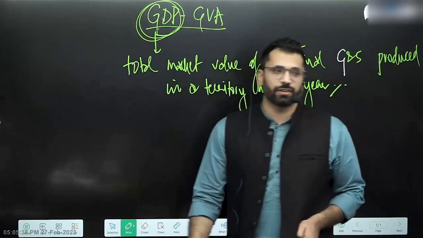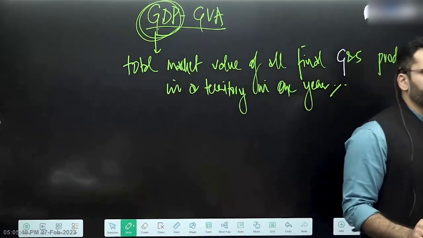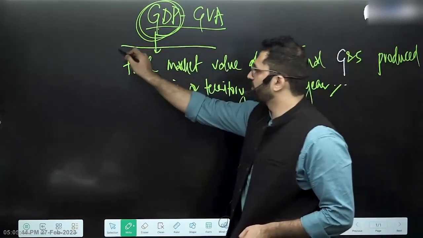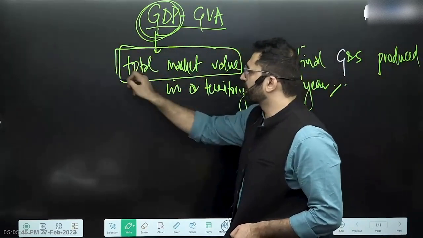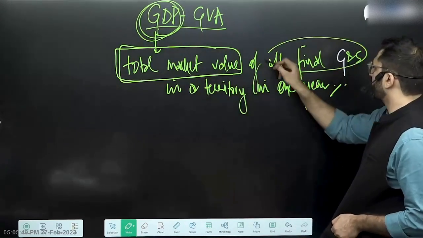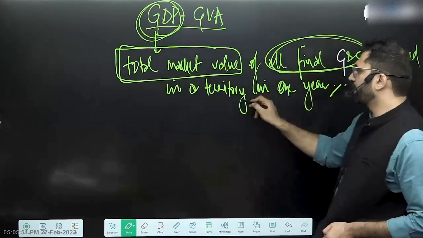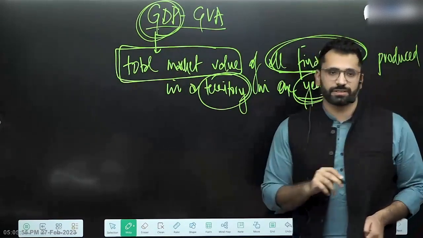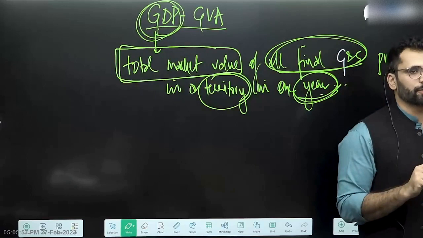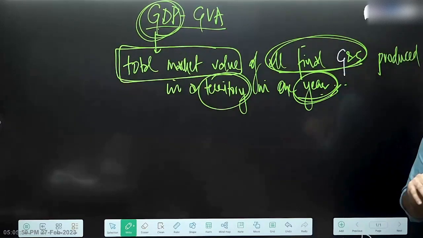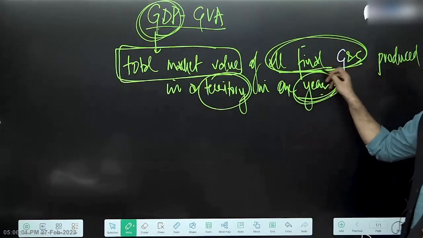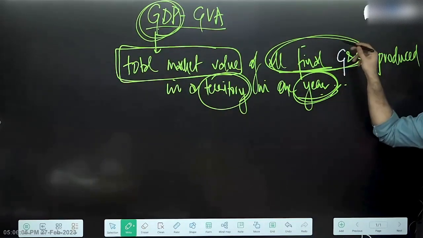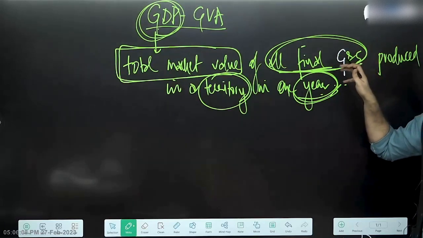So the idea of GDP is that we are trying to estimate what the total output of an economy is. Total output, we estimate the total market value of all final goods and services in a territory in a year. These are the 4 keywords. We are trying to know the output which is produced in a particular territory in 1 year. So all final goods and services will only be counted. Intermediate raw materials will not be counted because their value is already being ascertained here.